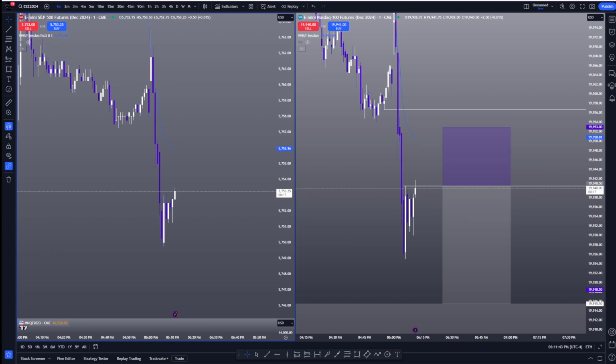I just want to get a lower entry on this, guys. I really want to get a lower entry. I do not want to get an entry all the way up here because I want to keep my stop loss below the fair value gap.